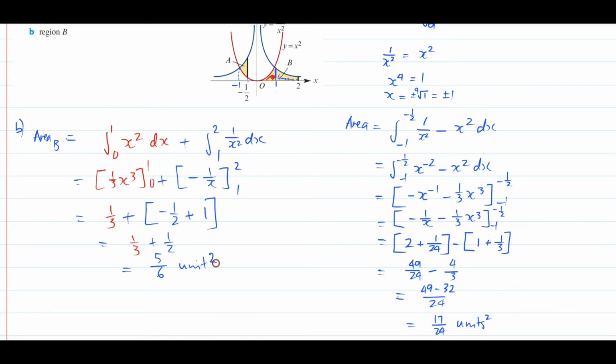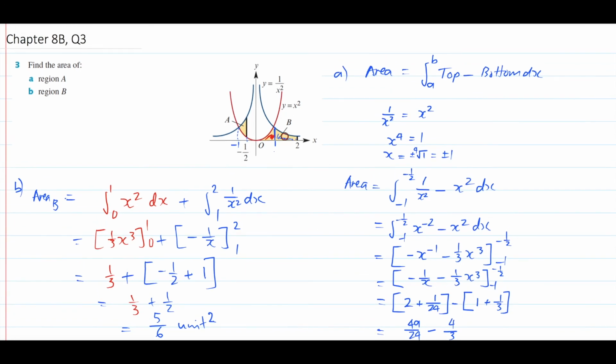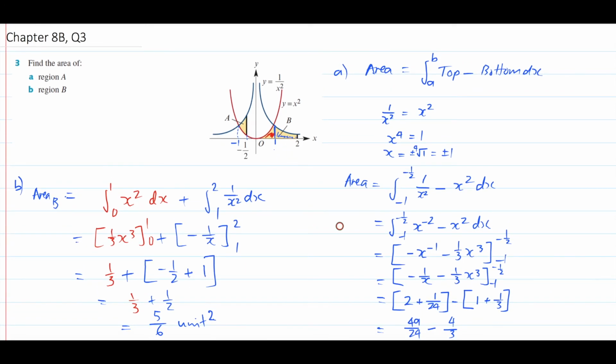Okay, so that's pretty much it for region B. Shorter than region A actually, but it takes a bit more thinking. You have to think a little bit outside the box, as opposed to top minus bottom all the time, okay? So that's what I want to leave you guys with today for chapter 8b, question 3.